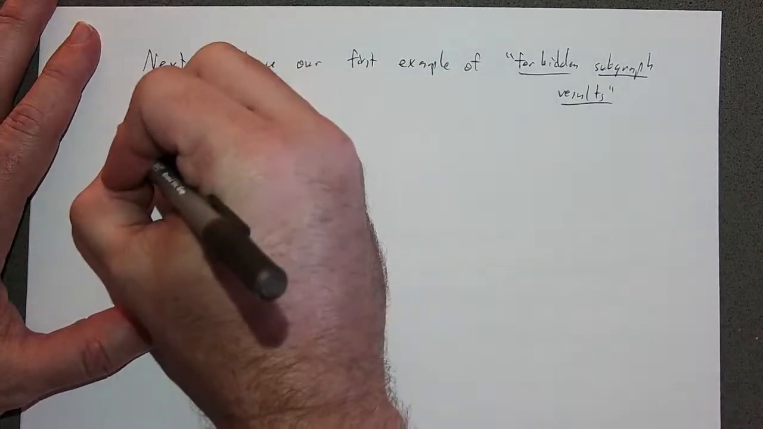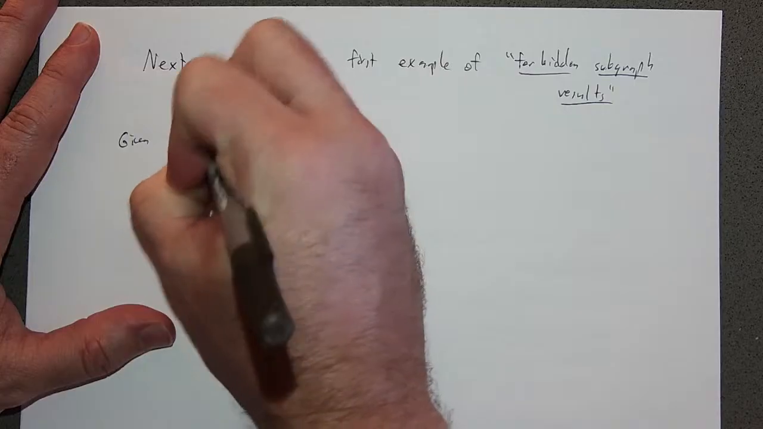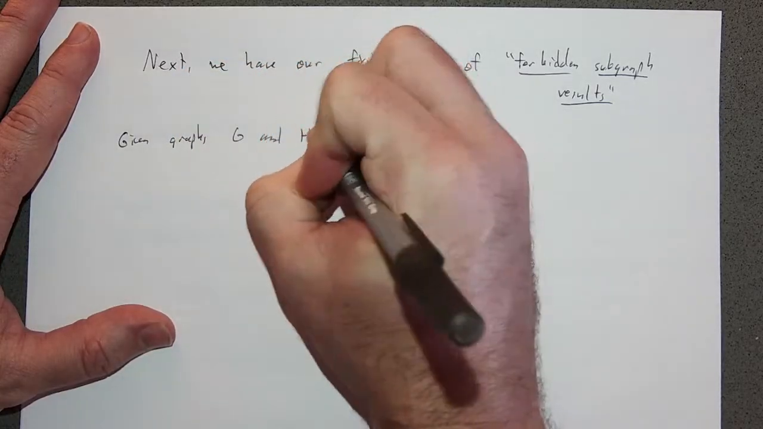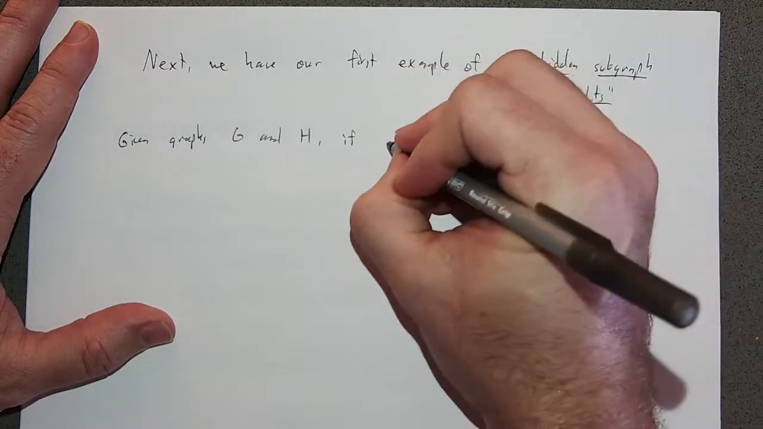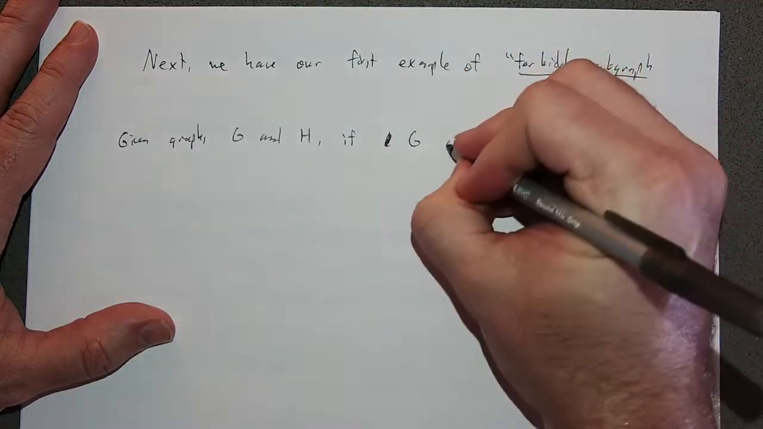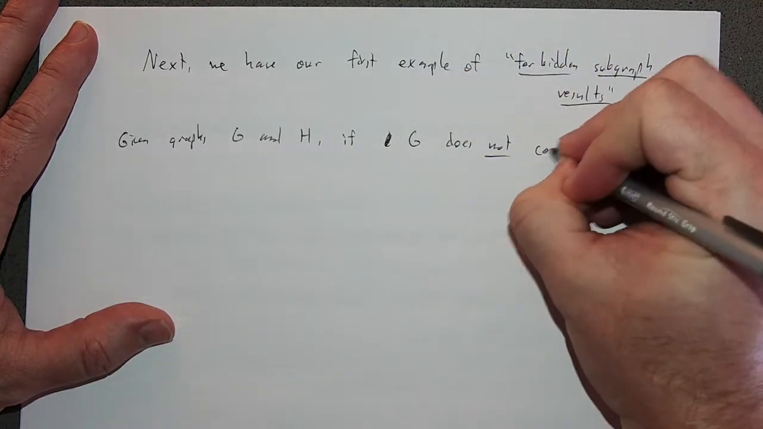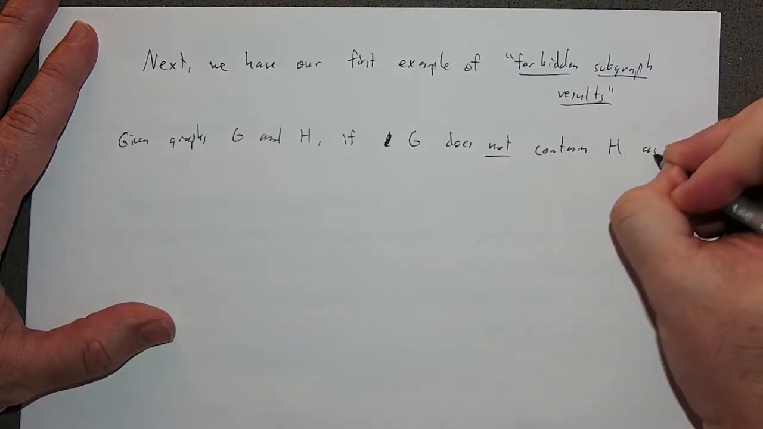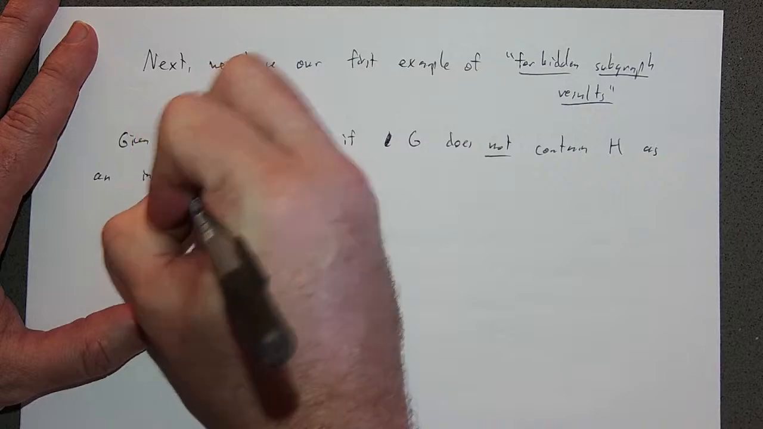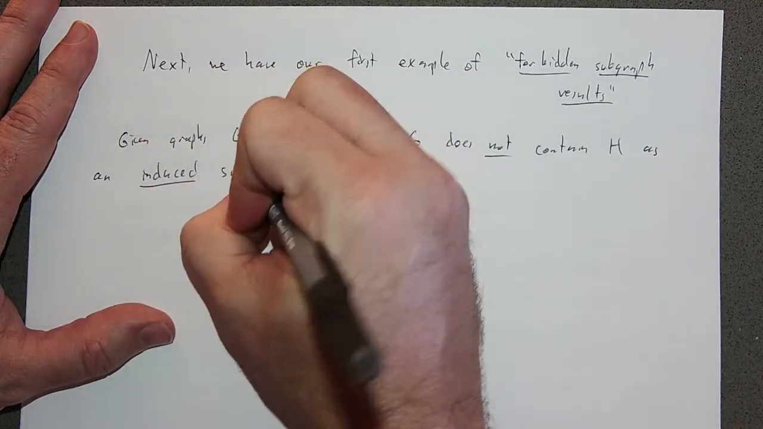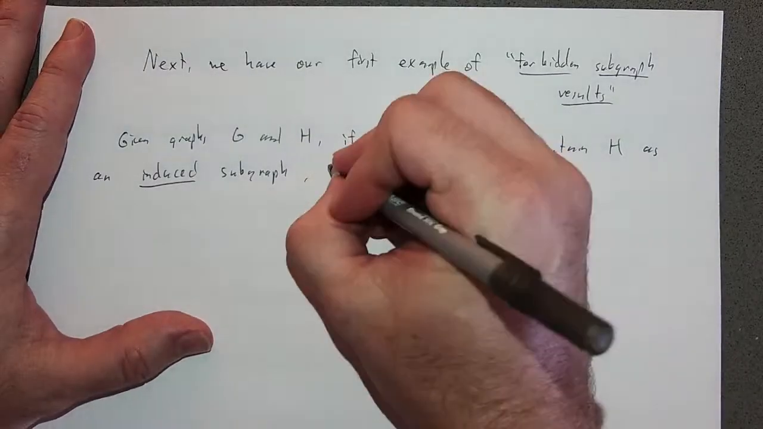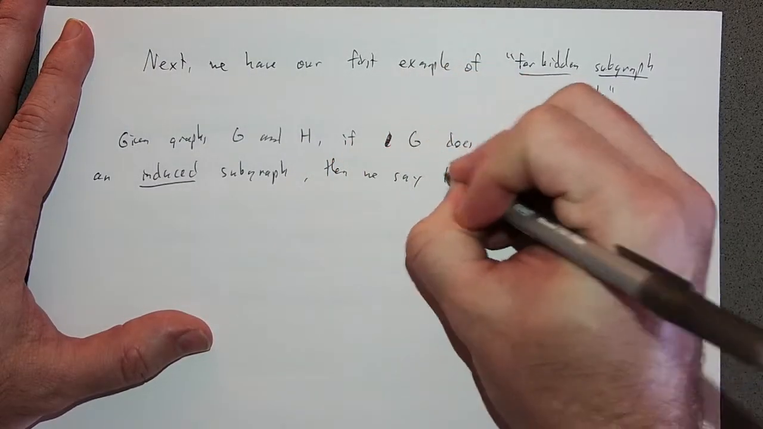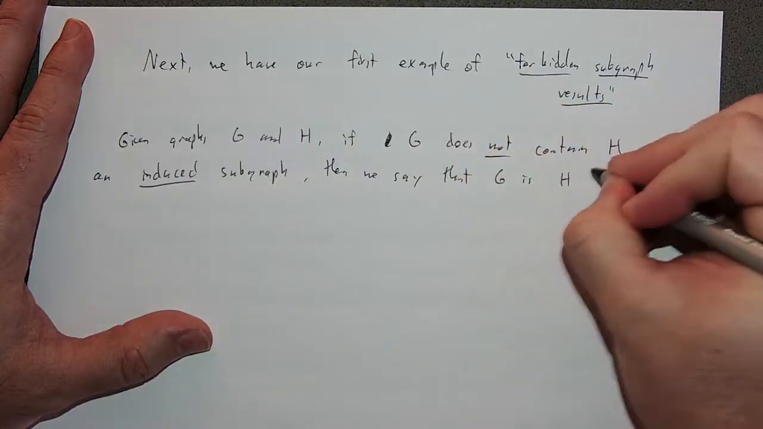So given graphs G and H, if G does not contain H as an induced subgraph, I'll remind you all next time when we go over this what induced subgraph means versus subgraph, then we say that G is H-free.